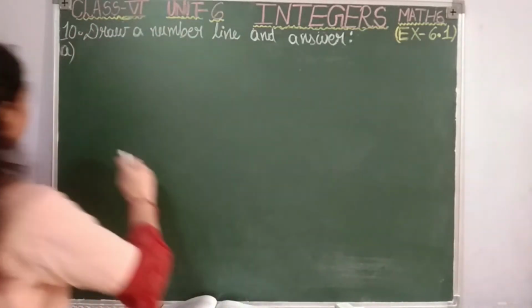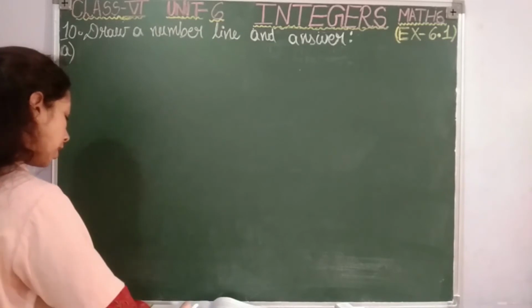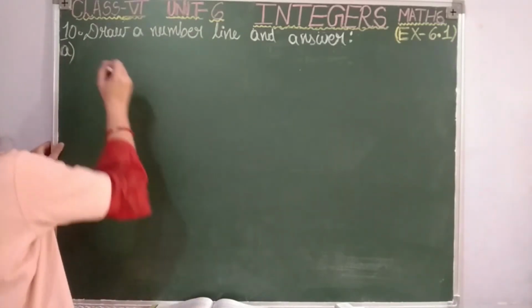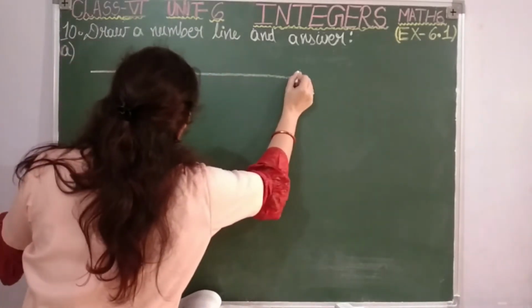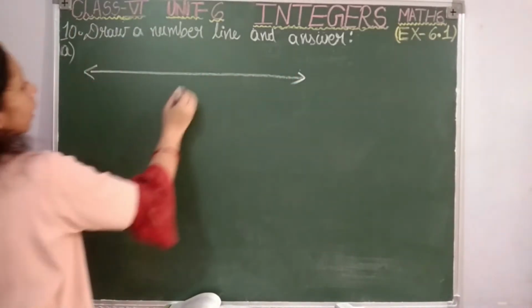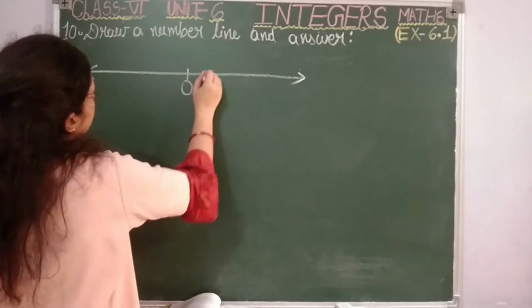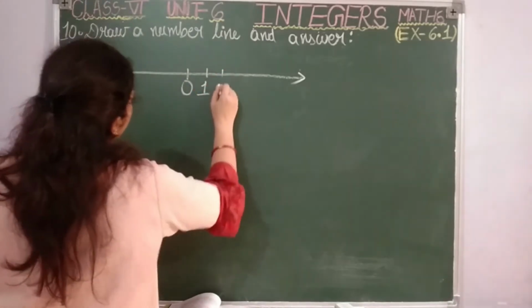Question for point A I have not written, as you can see it from the book. I am simply drawing the number line. Okay, so this is the solution for point A. I am drawing a number line here, students. At the center 0, then mark points.